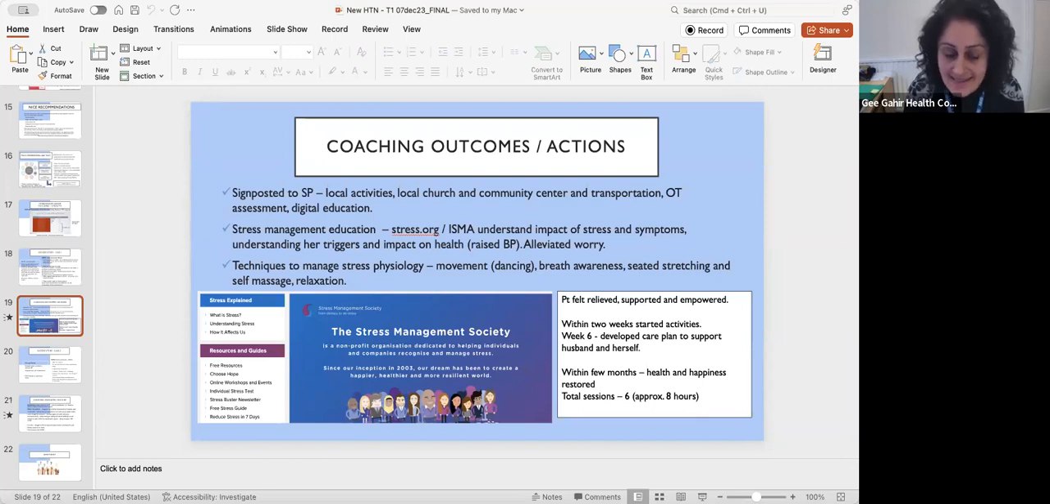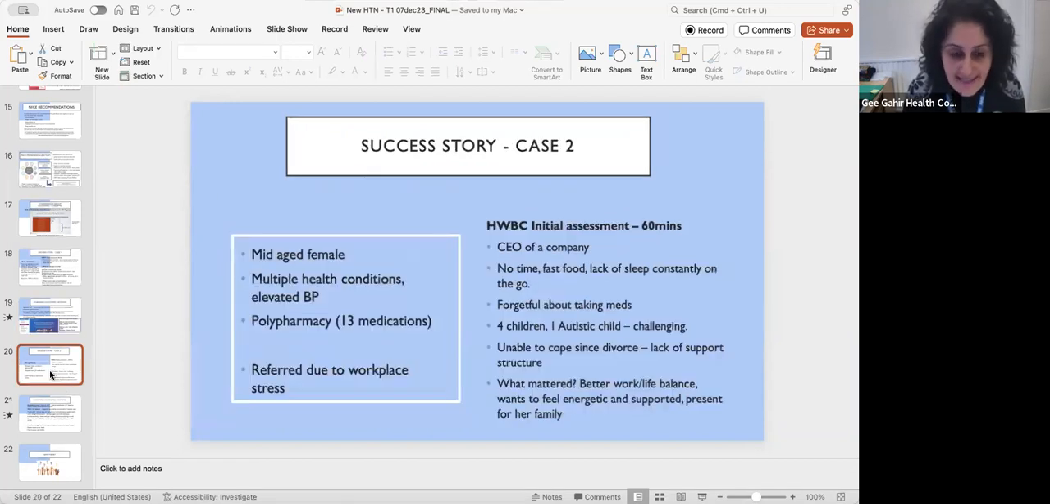So the total sessions were 6, approximately 8 hours of work. Next slide, please. And I'm sure we've all had outcomes like this. Success story number 2, case 2: middle-aged female, multiple health conditions, elevated BP. She was actually referred due to workplace stress, and she was on 13 different medications, which was also causing stress.